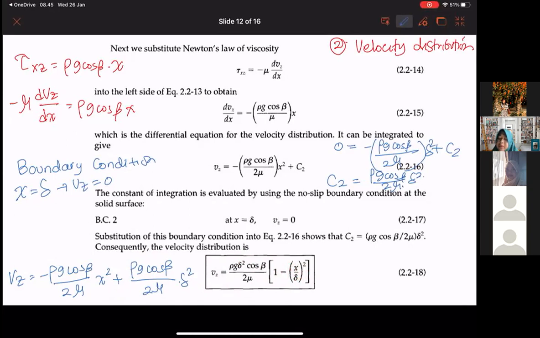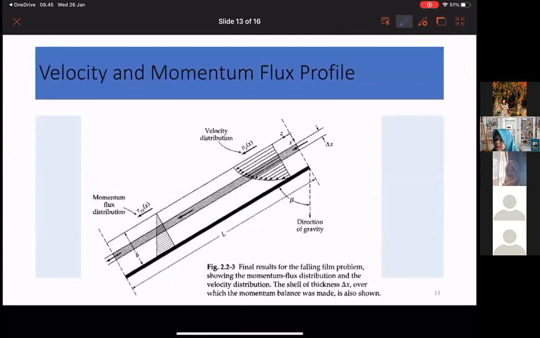So this tells you that at x equal to 0, the velocity has a number multiplied with 1, so that would be the maximum. At x equal to delta, this also becomes 1, so 1 minus 1 becomes 0, so the velocity would be equal to 0. And this is also a quadratic equation. So we can see here the final result for the falling film problem, showing the momentum flux distribution and the velocity distribution.